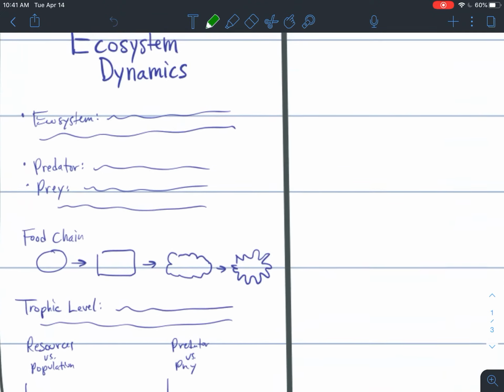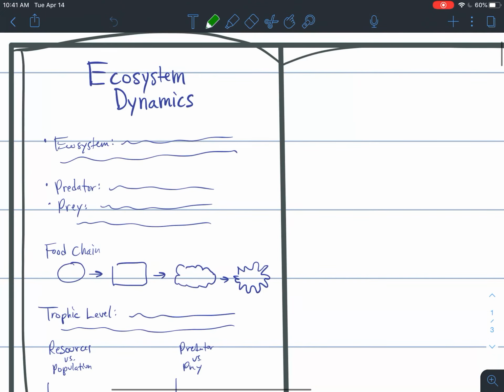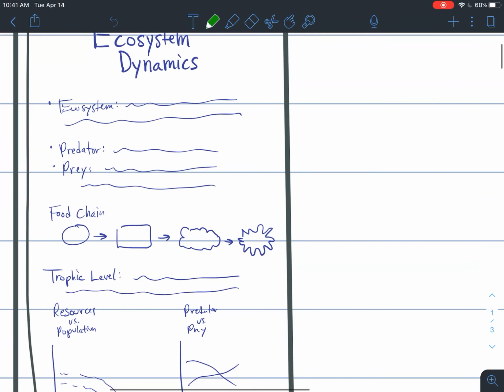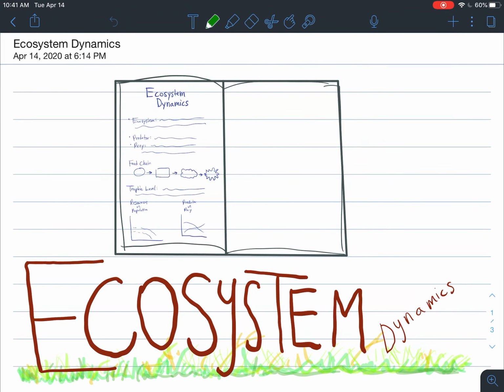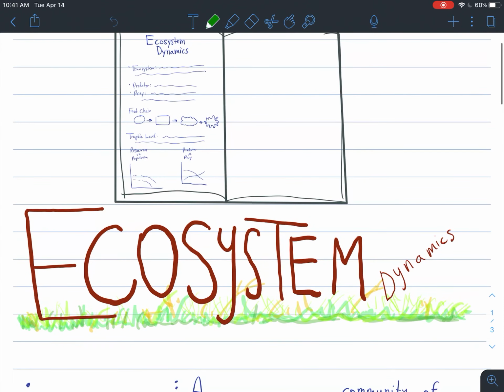Today, we're going to be learning about ecosystem dynamics. So we will define what an ecosystem is, look at predator-prey relationships, food chains, trophic levels, and more. A lot of things you've probably learned before, but it's always good to refresh our minds as we enter this new unit and get started with things. So let's begin with ecosystem dynamics.